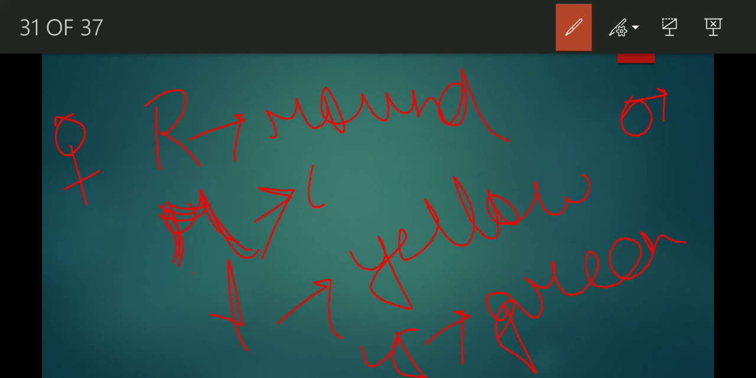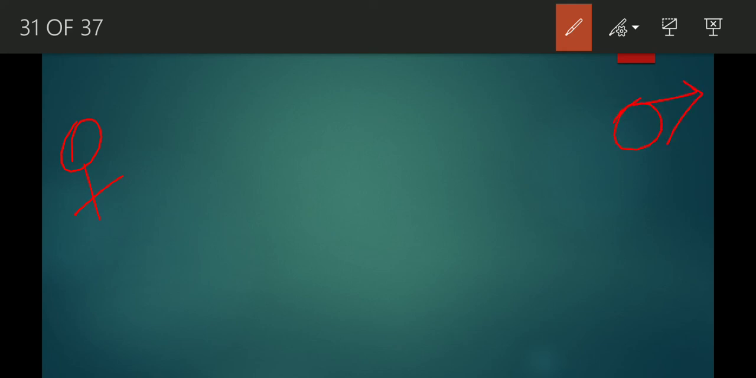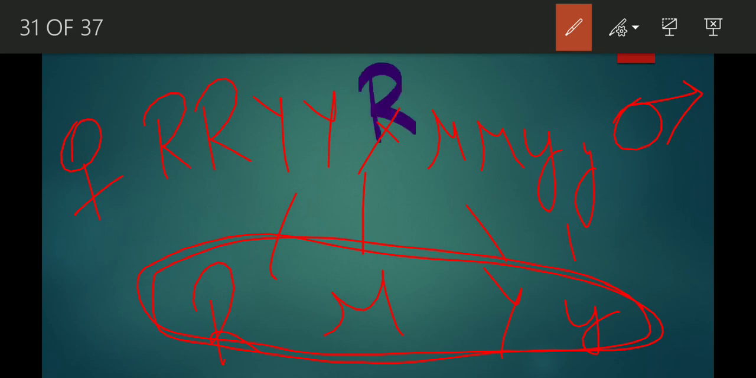And small r is for wrinkled. Okay, clear? Now start the cross. Female, male. Capital R, capital R, capital Y, small r, small r, small y, small y. What are the gametes from these 2? Capital R, small r, capital Y, small y. This is the only combination that can be formed. The combination is capital R, small r, capital Y, small y.